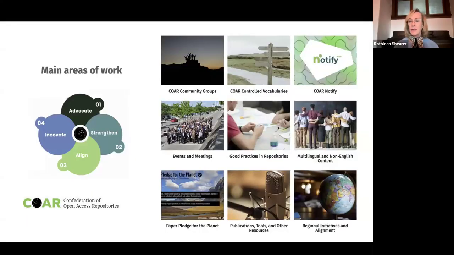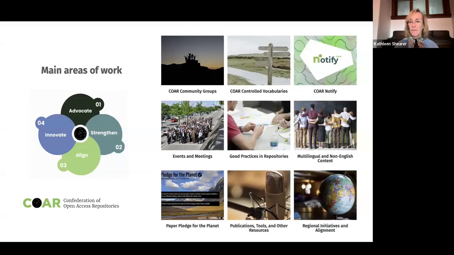And we do quite a bit of work these days. There's a lot of activity at COAR. Much of it would be relevant to the African continent and repositories in Africa, but it's not necessarily targeted specifically at Africa.